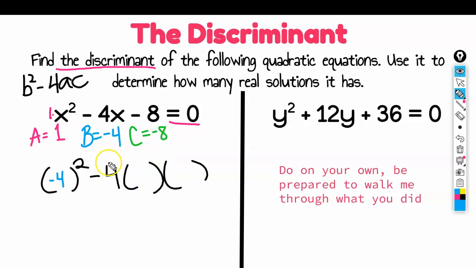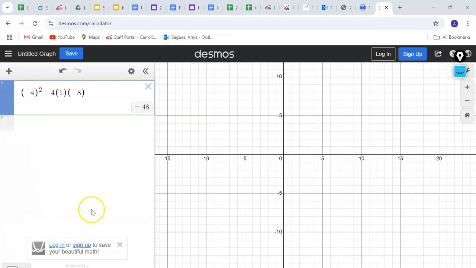Here I'm going to put a. A is 1. And then here I'm going to put c. C is negative 8. Okay, so I can take this, I can plug it into a calculator and see what it gets me. So just that I can show you guys, when I plug this into Desmos, I type it exactly as I write it down on my paper, parentheses and everything. And here I see that it gives me 48.